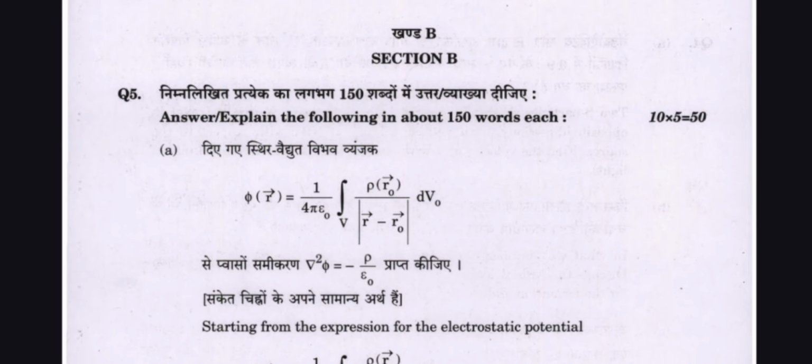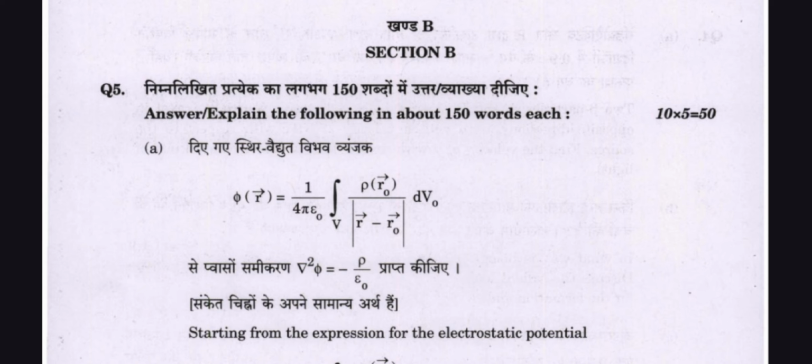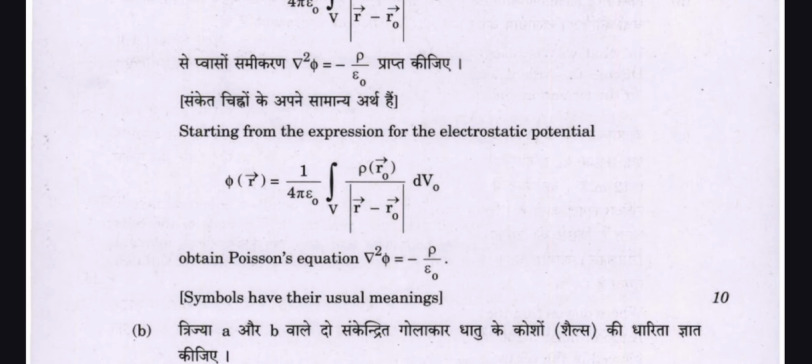And section B is here. You can see this. So starting from the expression for electrostatics, electricity and magnetism, phi of vector r is equal to 1/4 pi epsilon naught, integration of rho of r naught over the magnitude of vector r minus r naught, dV. Obtain the Poisson equation, del square phi is equal to minus rho over epsilon naught. Symbols have their usual meanings.